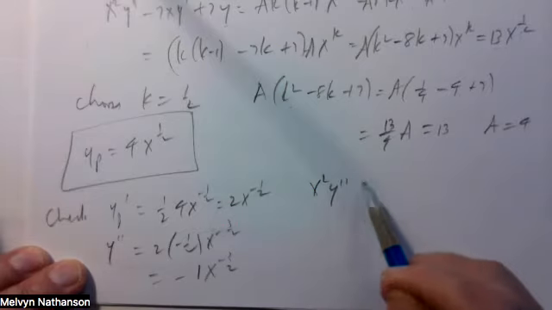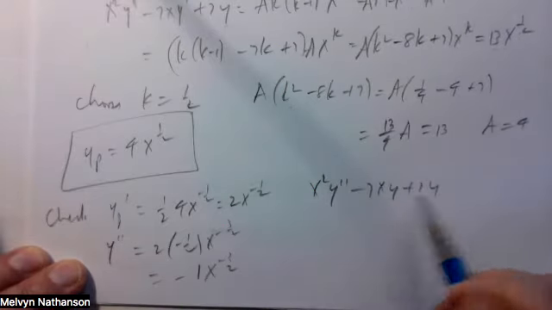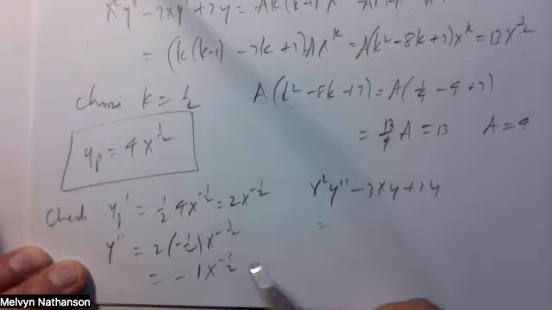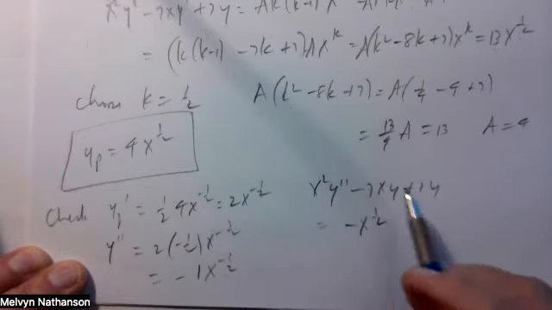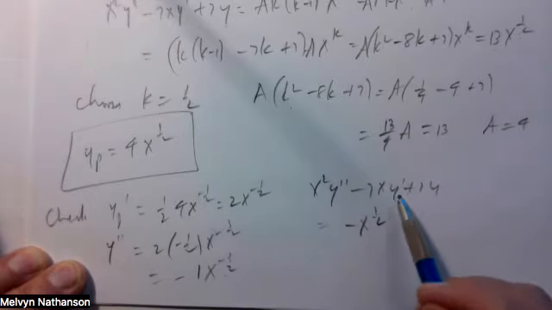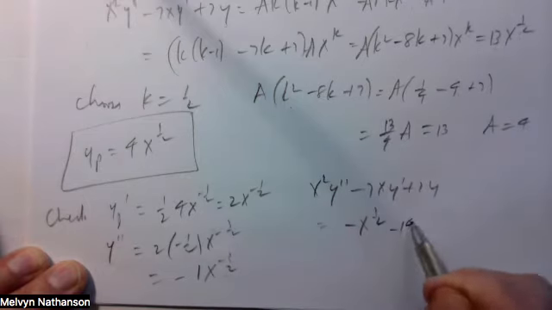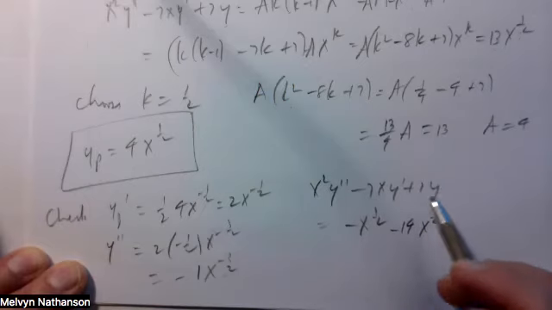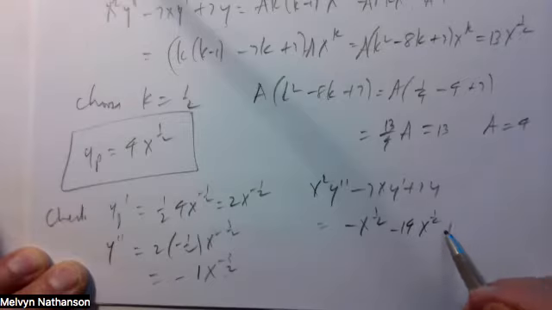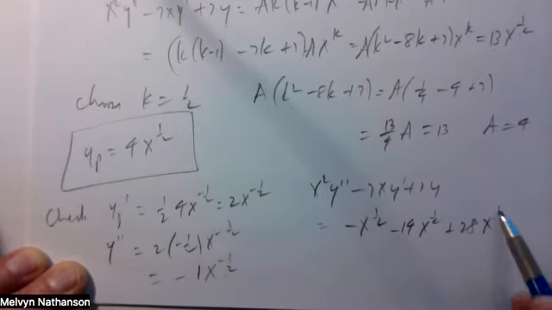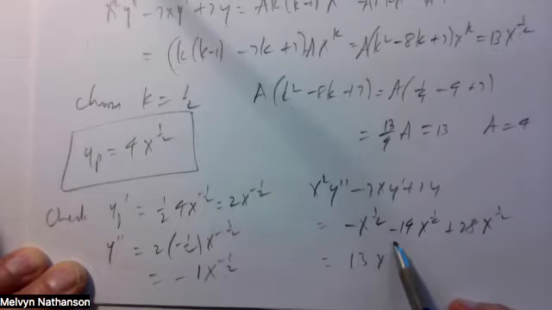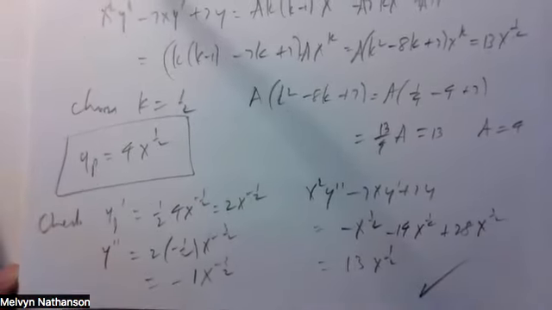So x squared y double prime minus 7xy prime plus 7y is x squared times this, which is minus x to the 1 half, minus 7 times 2, which is minus 14x to the 1 half, plus 7 times y, that's plus 28, 7 times 4, x to the 1 half. This is 28 minus 14 minus 1. This is 13x to the 1 half. So it checks. This is correct.